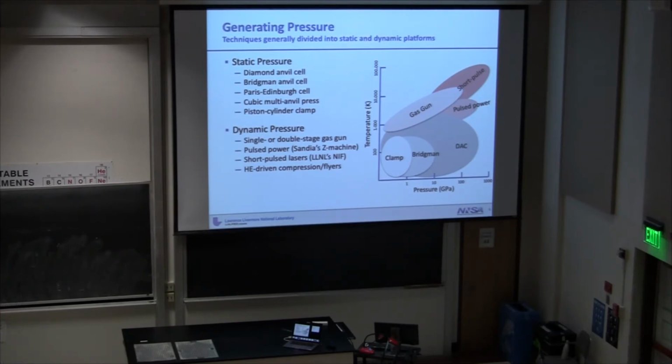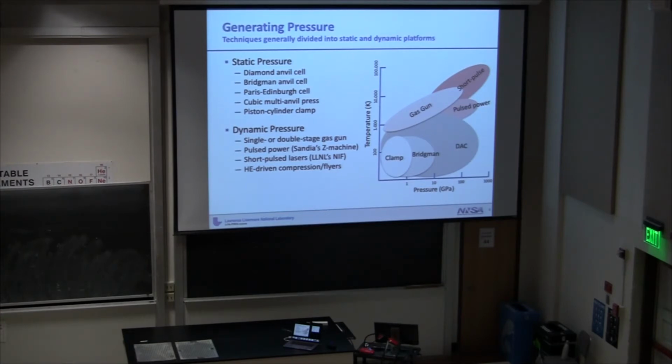And so this is the region of phase space that you can explore with these different tools. Clamp cells are generally limited to the 1 to 2 GPa range. Bridgman cells get you up maybe to 10, and then diamond anvil cells, right now they're getting us up to something like 400, 500, 600 GPa. But you tend to be stuck in temperature space for these.